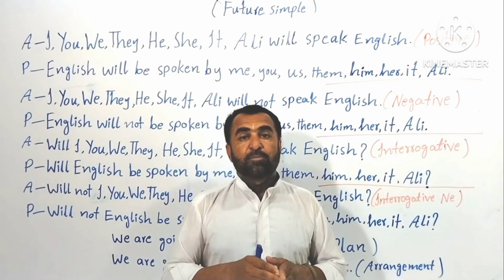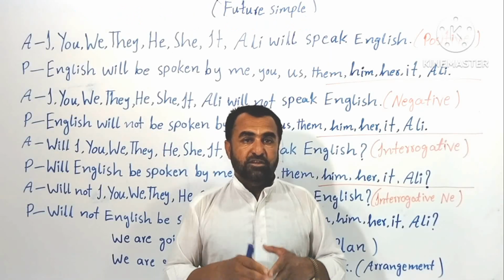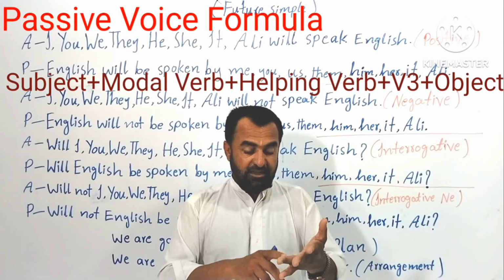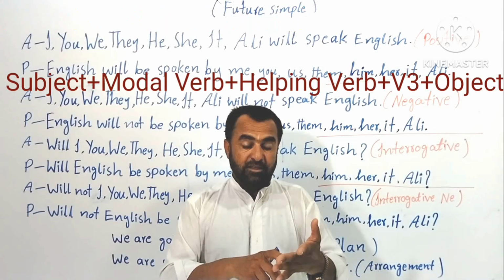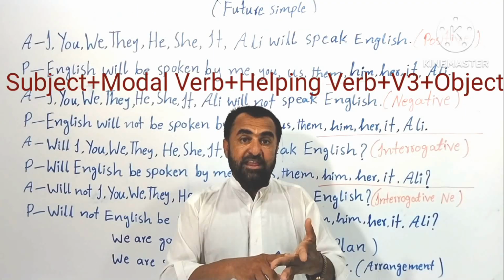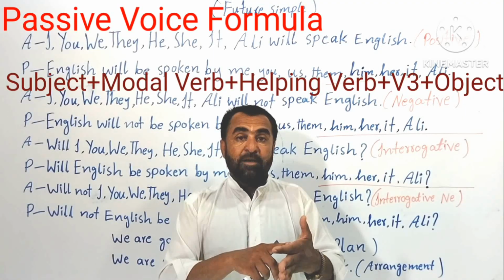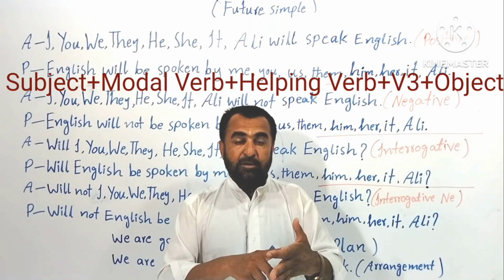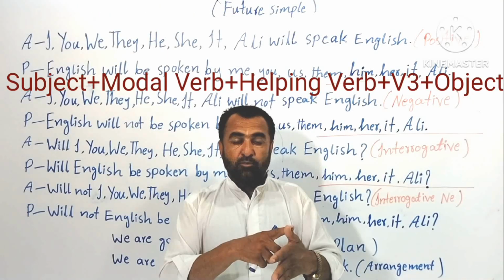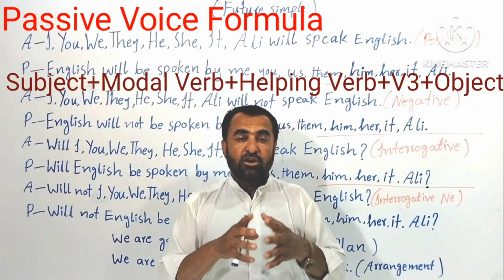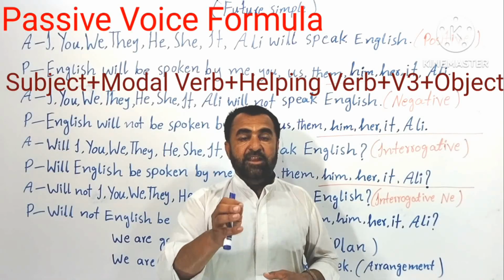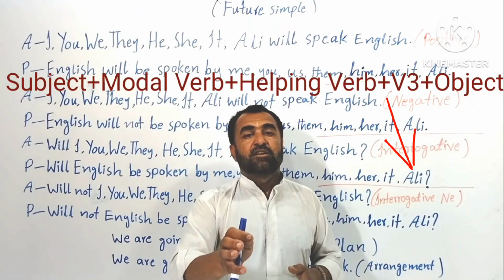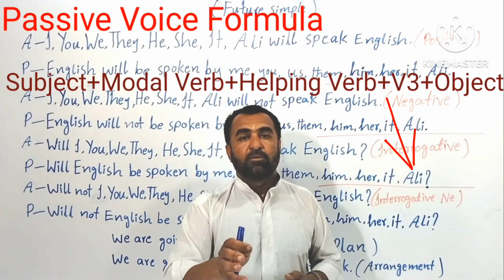Now if we talk about the formula of passive voice, it is this: first of all your subject, then your modal verb, then your helping verb, you can say be, then your main verb, I mean the third form of the verb. Understood? I mean past participle, then your object. Now here you have to remember one thing, that in passive voice, the main verb that is used must be in the third form of the verb.